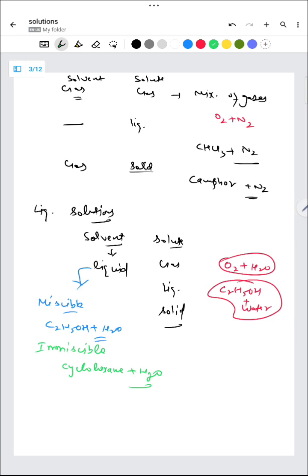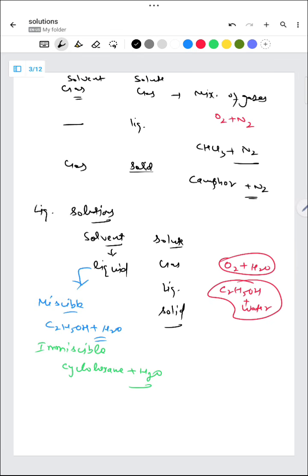The third category is also partially miscible liquids. Partially miscible liquids are those liquids which are not exactly similar in nature and also not completely dissimilar in nature. For example, if we dissolve ether in water, it comes under this category. Now let's get back to the point.